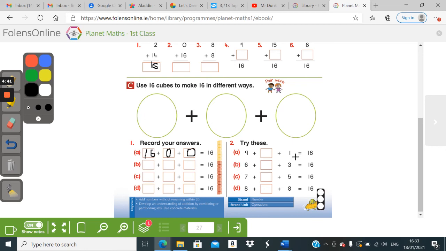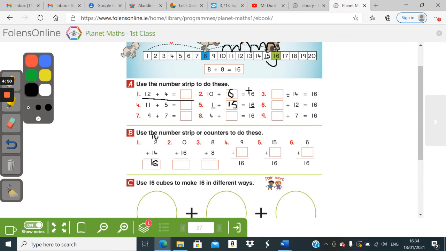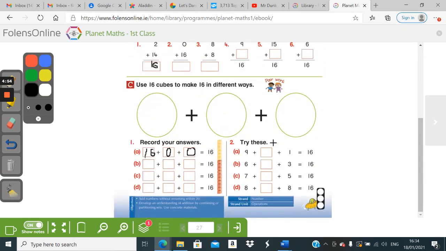Missing number now. How do we do this? This is a bit trickier. This is my suggestion. If you found the missing number sentences up here okay, change these ones so that they're similar. How would you do that? Let me show you.